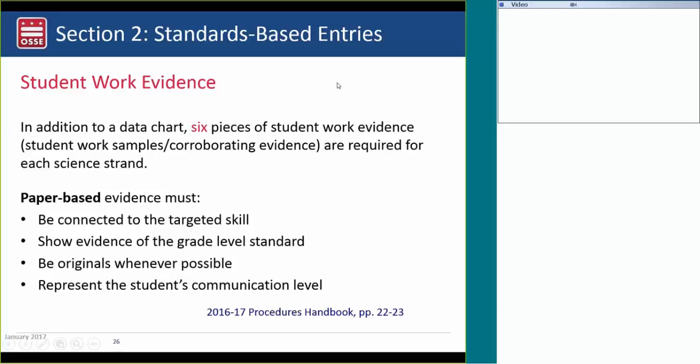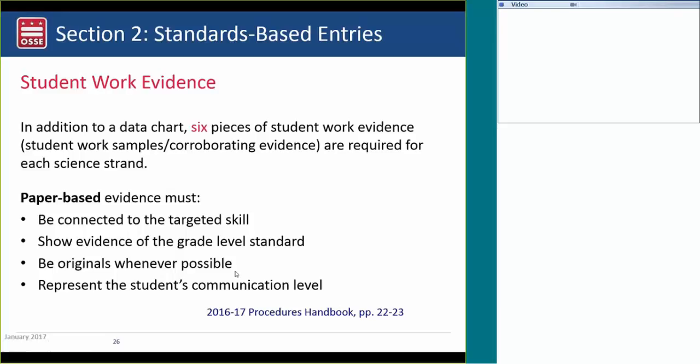But all the student work evidence, all of it, must be connected to the targeted skill and needs to show evidence of the grade level standards. It needs to be original whenever possible. Submit original student work unless there is an exceptional reason why you cannot submit original work.